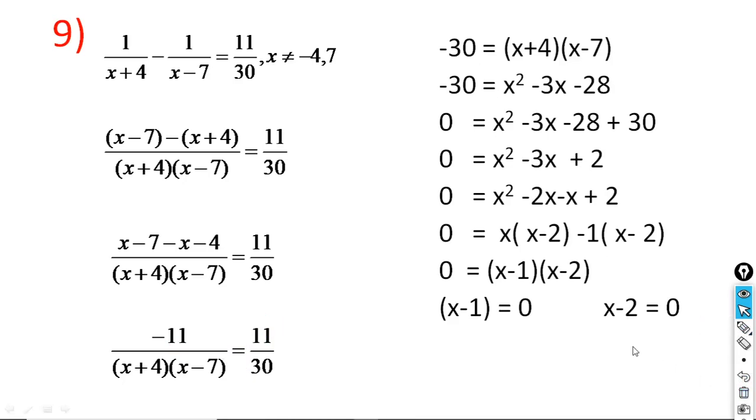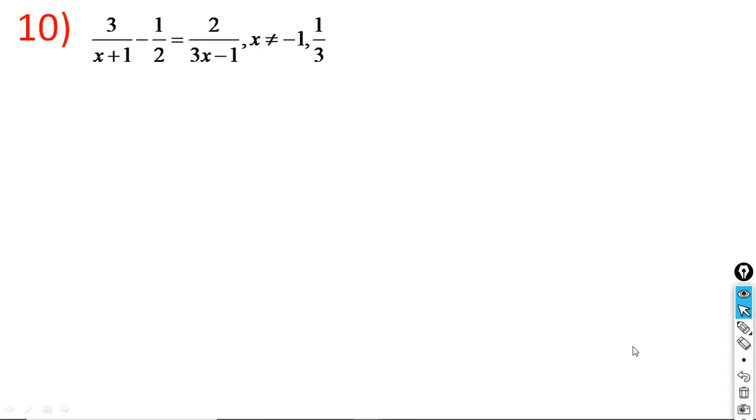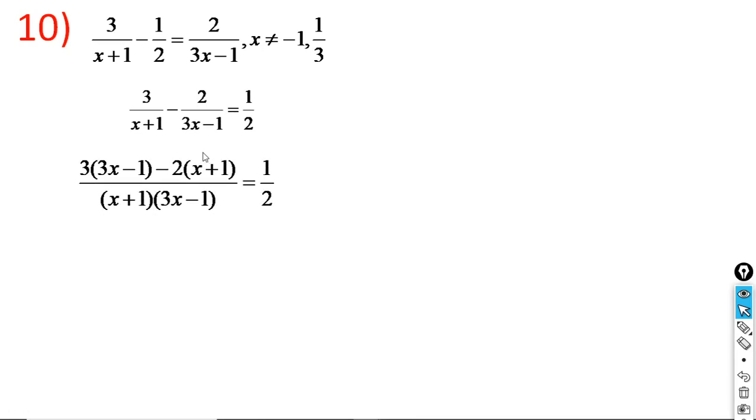Let us discuss another problem. In this problem, 3 upon x plus 1 minus 1 upon 2 is equal to 2 upon 3x minus 1. Now friends, in this case, we'll shift 2 upon 3x minus 1 to the left hand side, and then we'll take LCM. LCM comes to be x plus 1 into 3x minus 1.